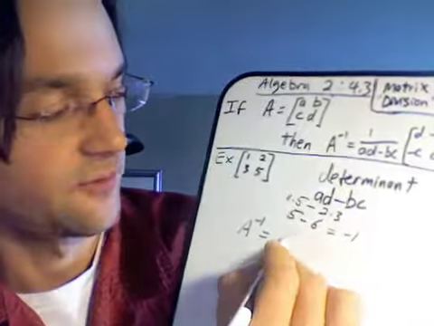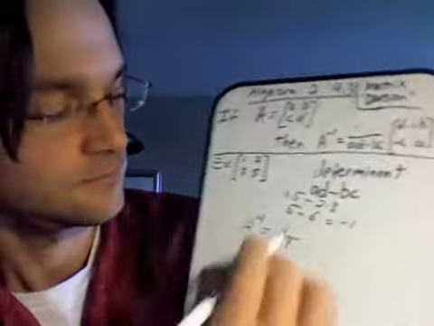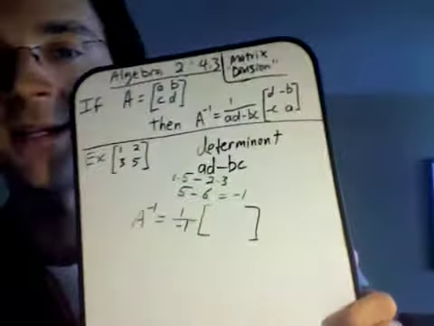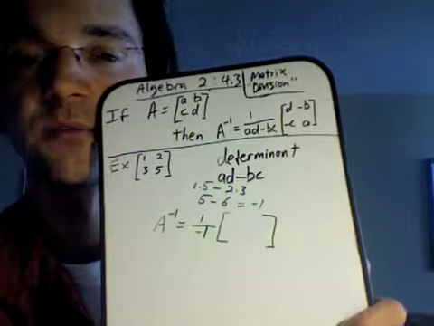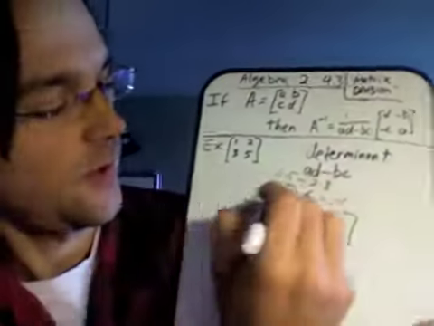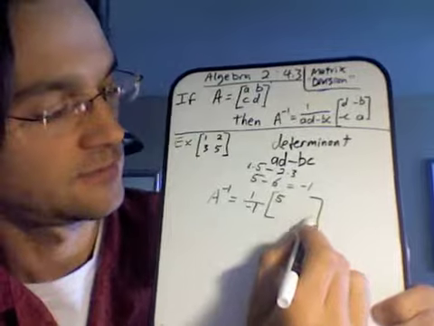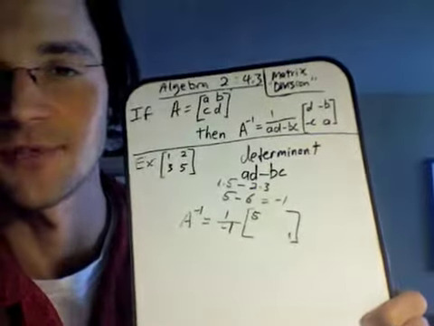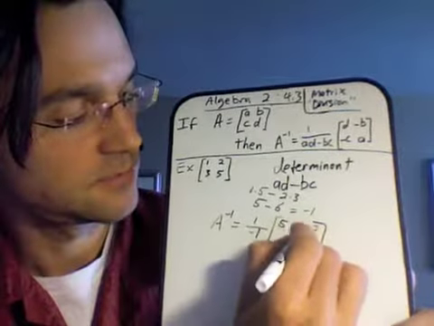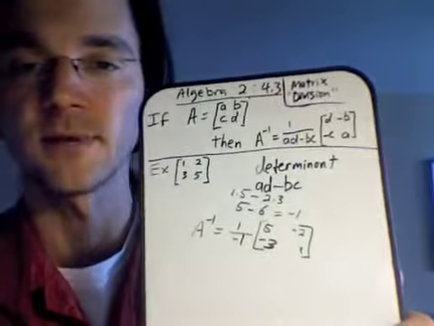So the first part of our formula is just 1 over the determinant. 1 over negative 1. Now what happens in here? A and D need to switch places, and B and C need to become negative. So instead of a 1 up here, there's a 5 up here. And the 1 goes down here. The 1 and the 5 just switched places. The 2 and the 3 stay right where they are, but they become negative, right?